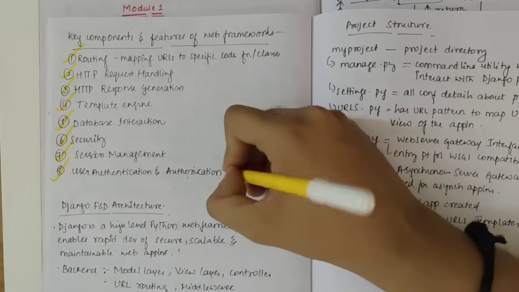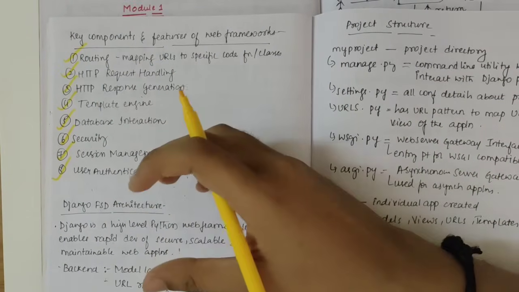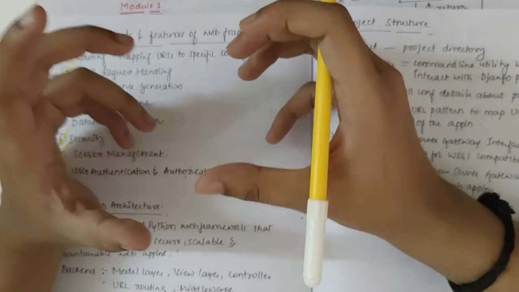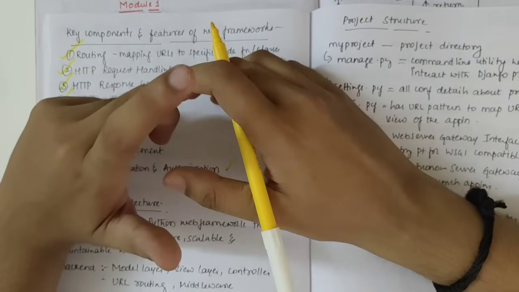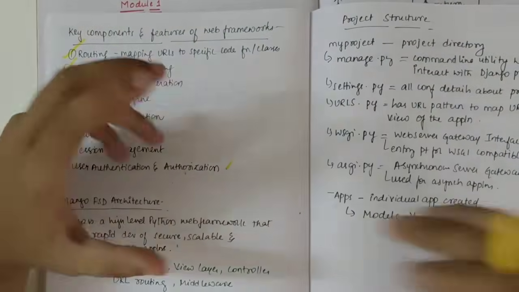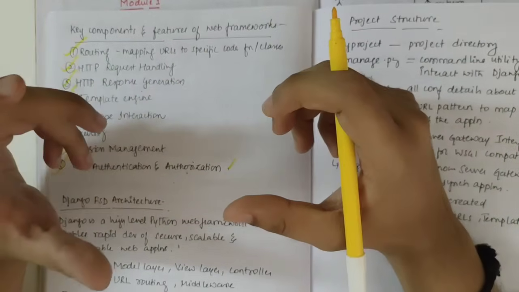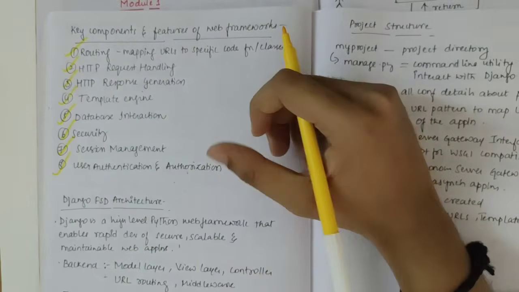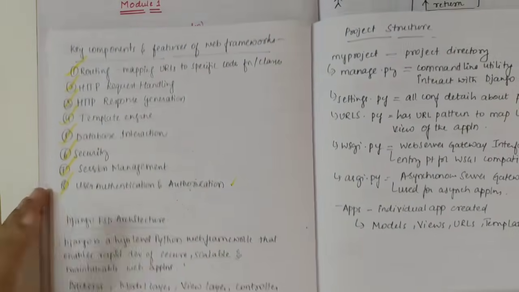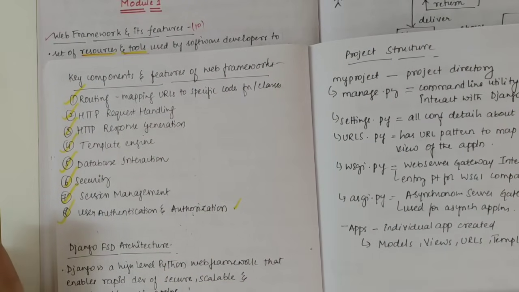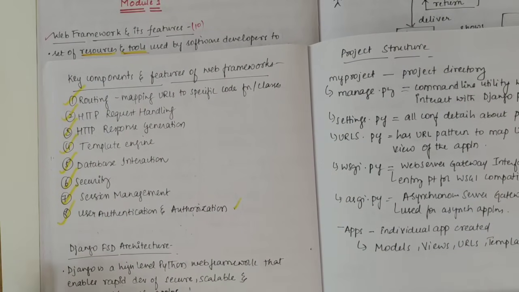Then we have user authentication. User authentication means the web frameworks make sure that not everyone can access the data or the application resources. Only those who have designated roles or permissions can access the data. So this was about web frameworks and its features. If they ask for 10 marks, you should write all these points.